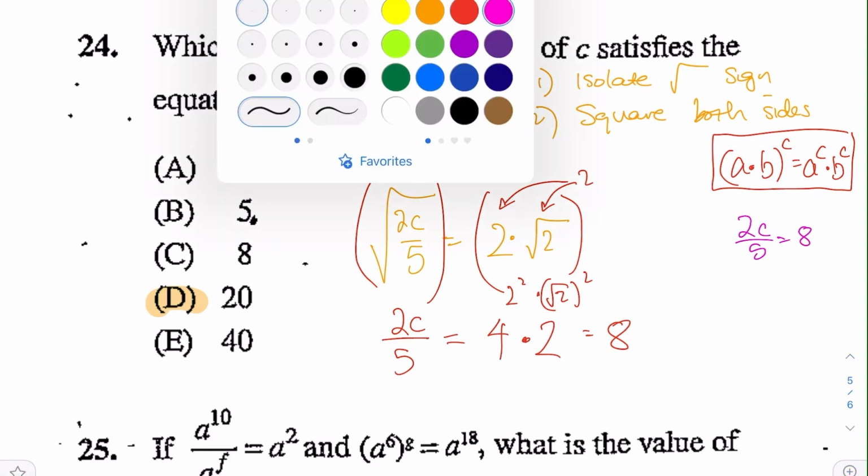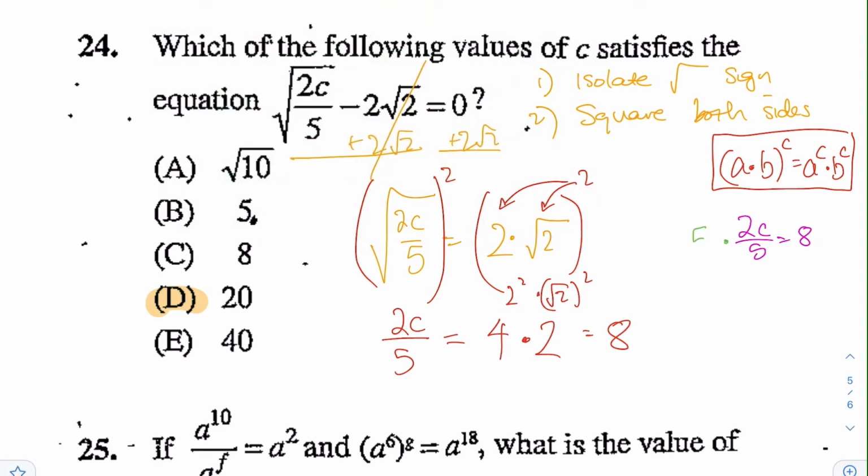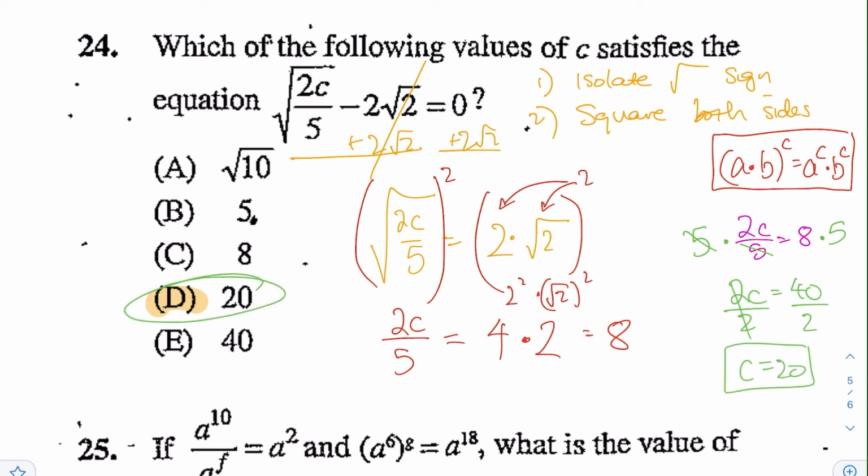From here, you can multiply by 5 on both sides, just as you would normally. You get that 2c is equal to 40, and then you can just divide by 2. You get that c is equal to 20. And that's choice D. And you can also check your work by substituting in.